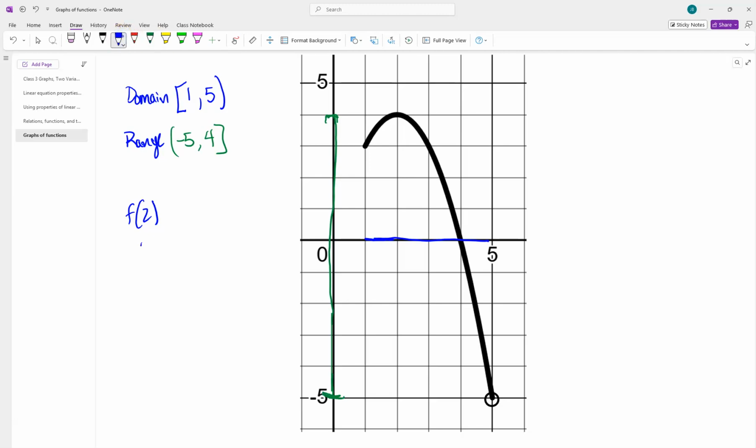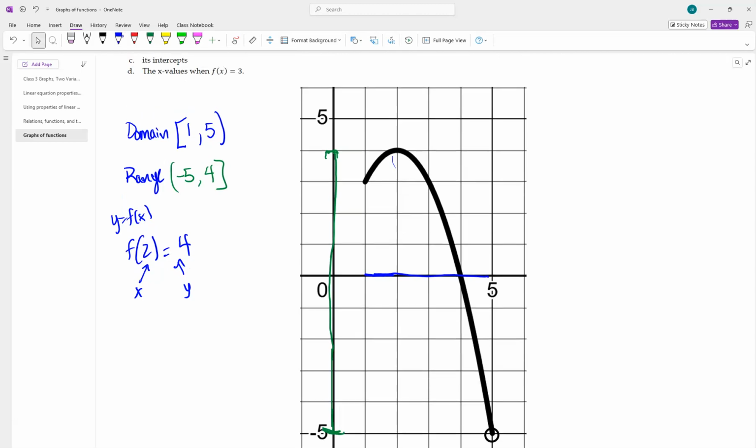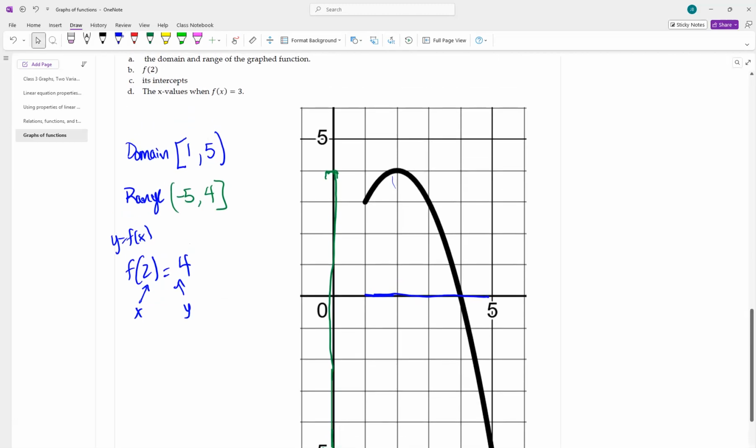F of 2, okay, remember when we see the notation y equals f of x, that means x is the input into the function and I get out y as a result. And so this 2 here is an x value. When it's giving me this symbol, it's asking, what is the y value when x is 2? So when x is 2, y is 4. Oh, that wasn't too bad. Intercepts, where does it hit an axis? Well, it doesn't hit the y-axis, but it does hit the x-axis at 4, 0. So I would say the x-intercept is at 4, 0.